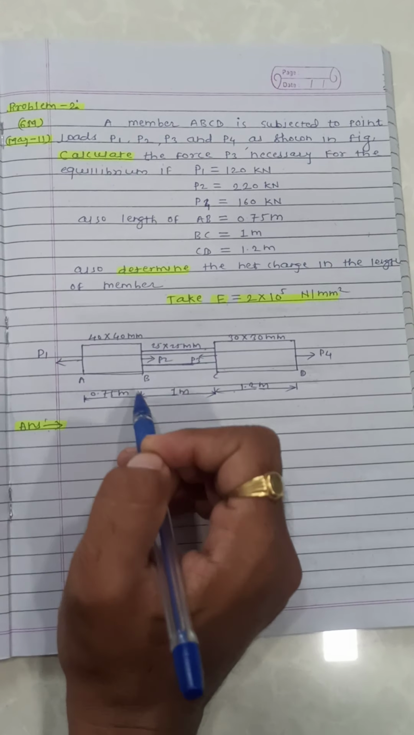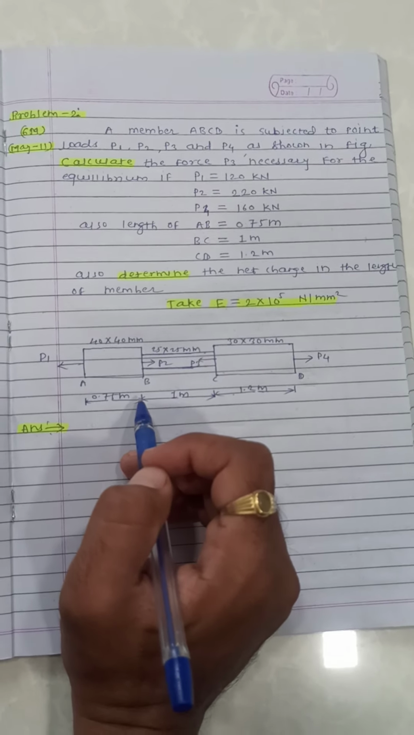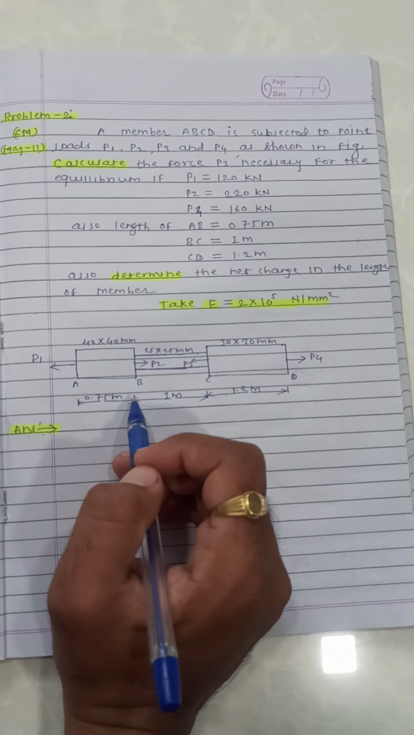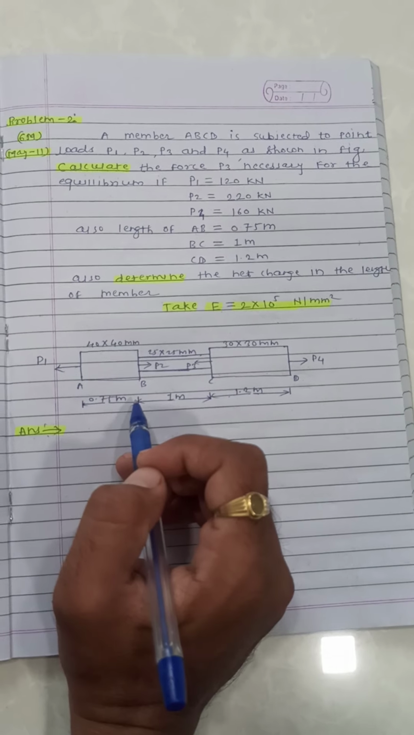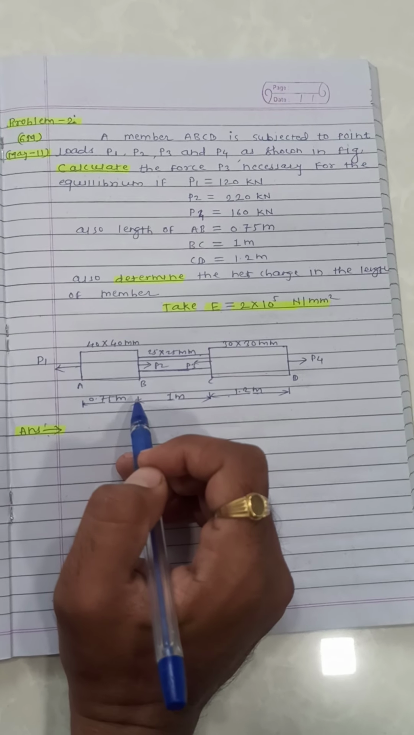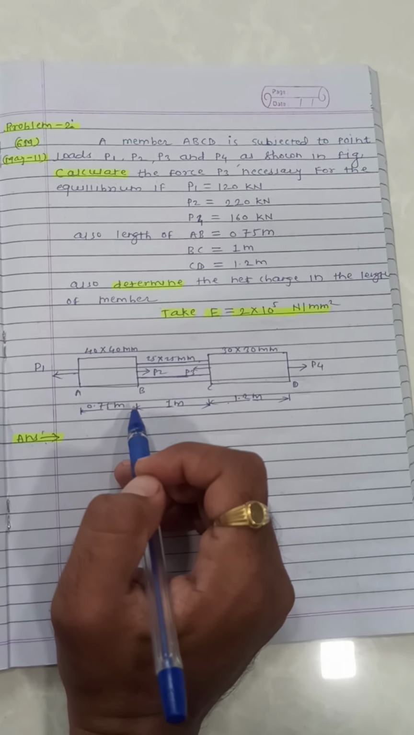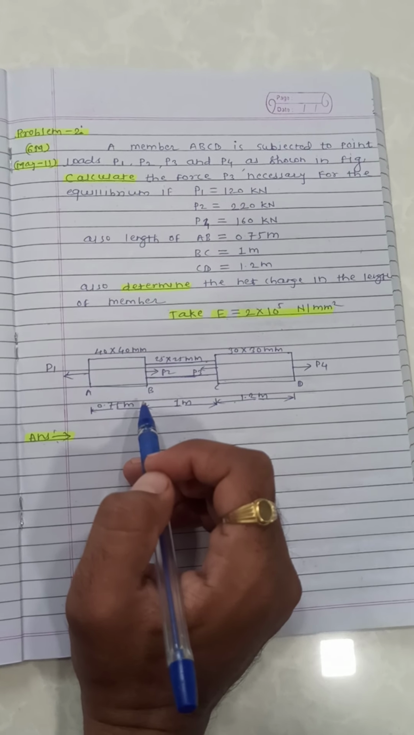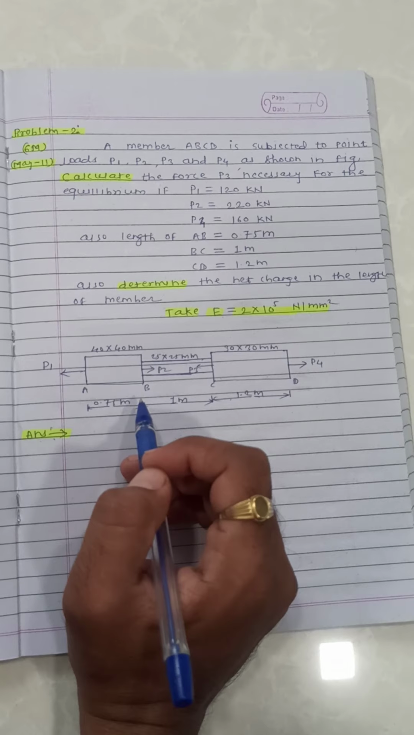Whatever problem we have seen in the previous lecture is different, and this problem is different, meaning the condition is different, but the method is the same. We have to follow the same method for this problem also. So first of all we will read the problem statement in detail.